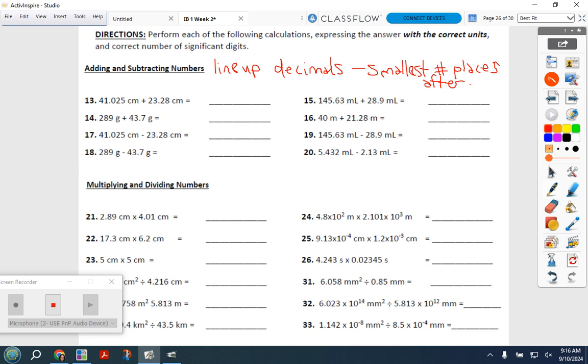And then multiplying and dividing is just smallest number of sig figs.